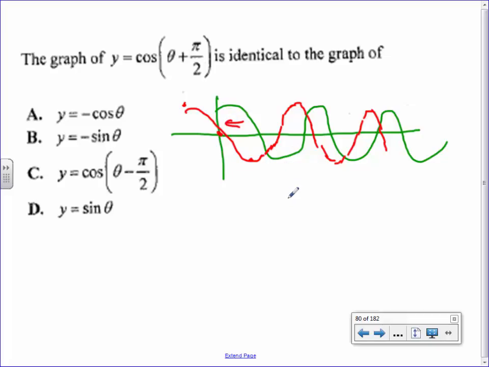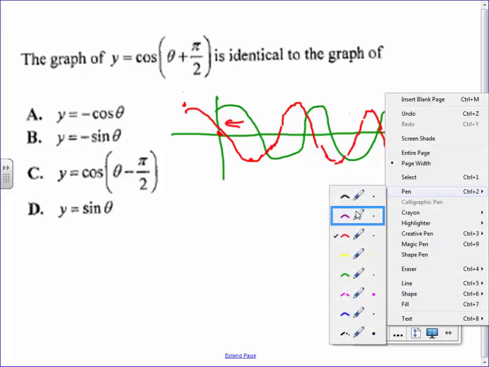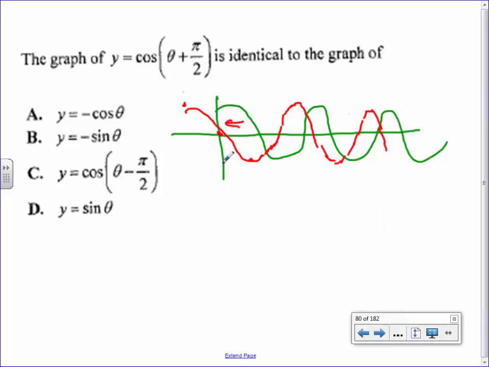Okay, now I need to look through this. Is that a negative cosine graph? Well, what does a negative in front of a cosine do? Negative in front of the whole cosine would flip it upside down. Well, in green here is my cosine graph. If I flipped it upside down, you kind of visualize this, then that would actually make it start down here and go up. That's not the graph I want.